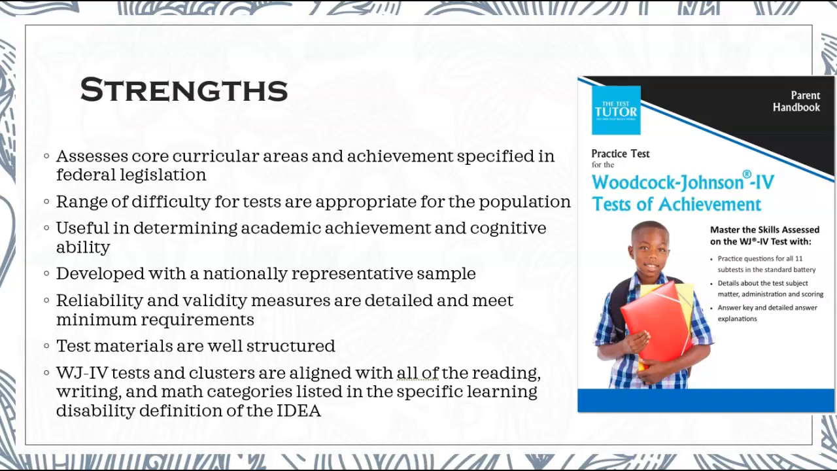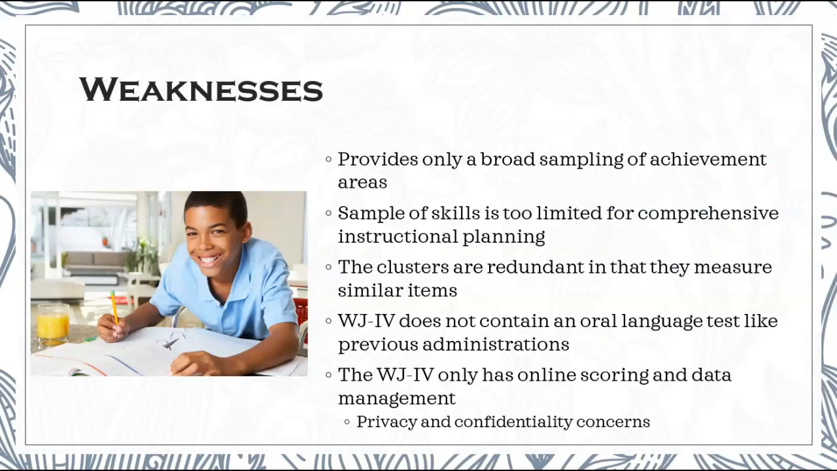And the WJ4 tests and clusters are aligned with all of the reading, writing, and math categories listed in the specific learning disability definition of the IDEA. Some weaknesses. It provides only a broad sampling of achievement areas. And this kind of goes to my point that I just made about science. It only focuses on ELA and math. A sample of skills is too limited for comprehensive instructional planning because it only focuses on ELA and math.